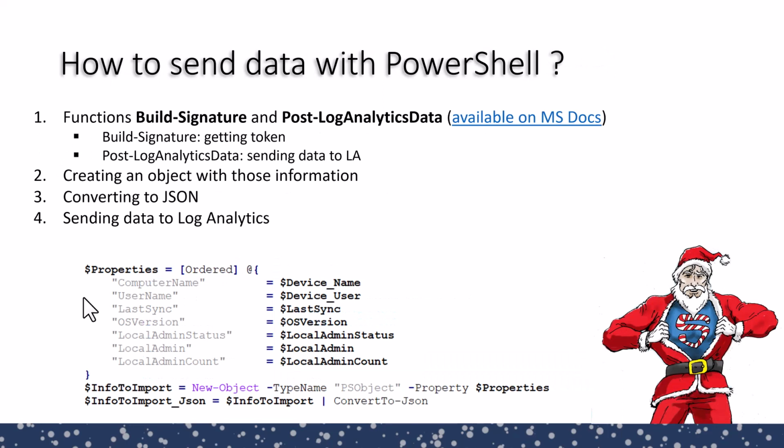Now, how to send data with PowerShell to Log Analytics? We will use two functions, build signature and post Log Analytics data, both functions available on the MS Docs website. Second step is to create an object with all information to send to Log Analytics, convert it to JSON, and send data to Log Analytics using the two functions presented before.